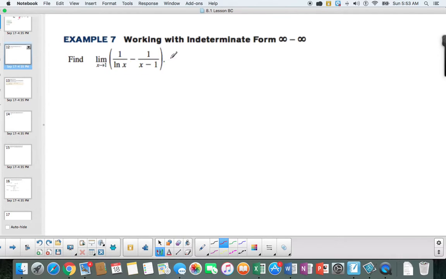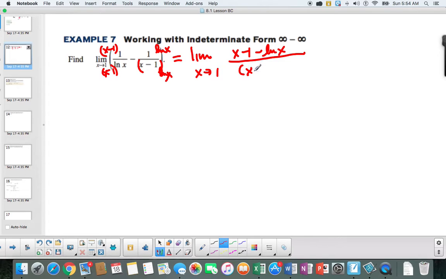Okay, so again, we want to do the same strategies we've done before. We want to somehow get it into a quotient look. And to do that, I'm going to multiply numerator and denominator by x minus 1 so I can get a common denominator. And I'm going to multiply the numerator and denominator by the natural log of x. And so I'm going to have x minus 1 minus the natural log of x, and the common denominator is x minus 1 times the natural log of x.